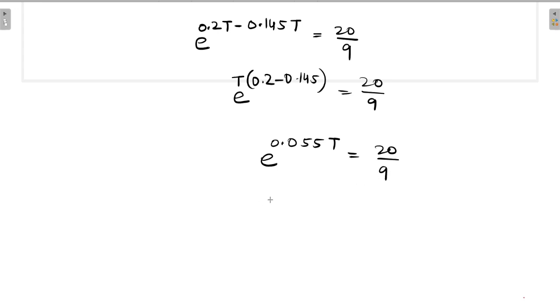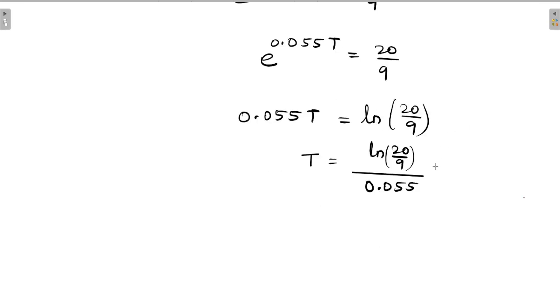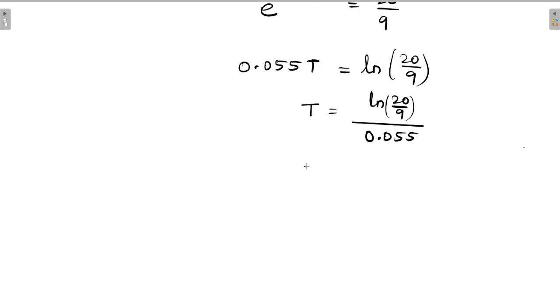Here also we can take logarithm on both sides to remove the power. So 0.055t is equal to ln 20 by 9. So t is equal to ln 20 by 9 divided by 0.055. Using the calculator, we write the answer to 1 decimal place. So T is equal to 14.5. This is the final answer.